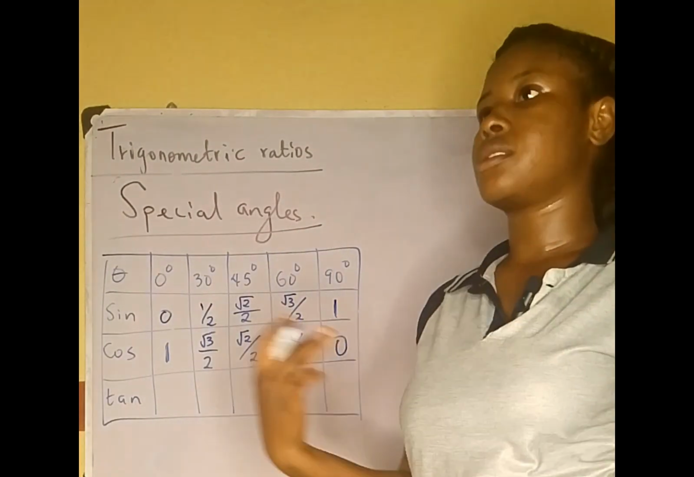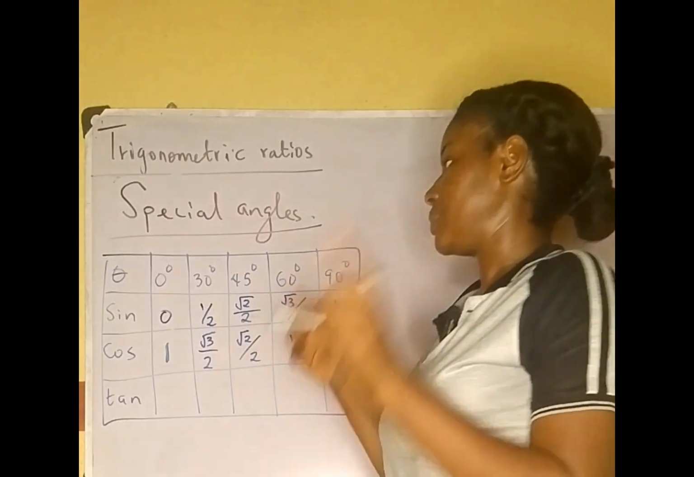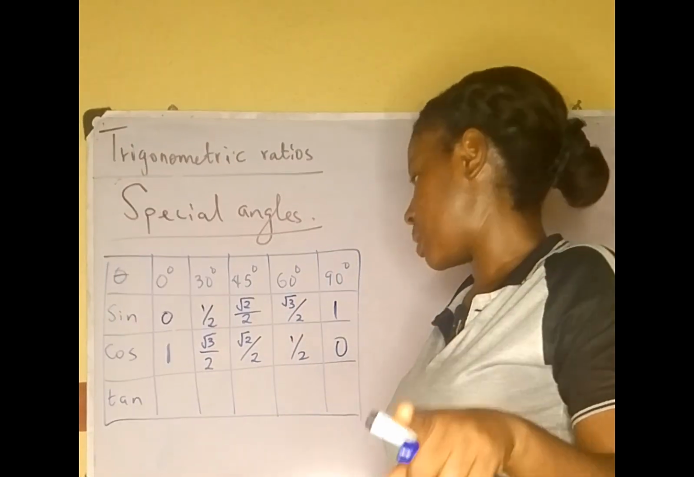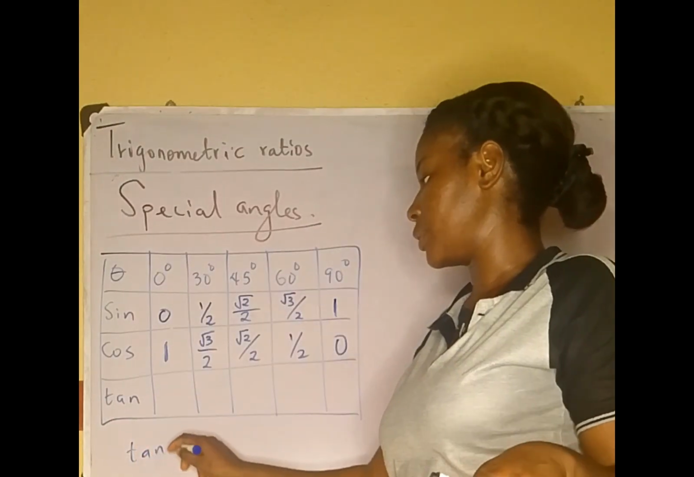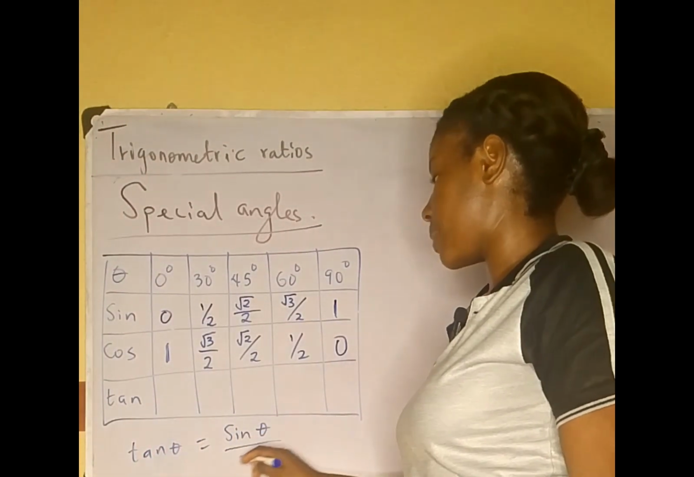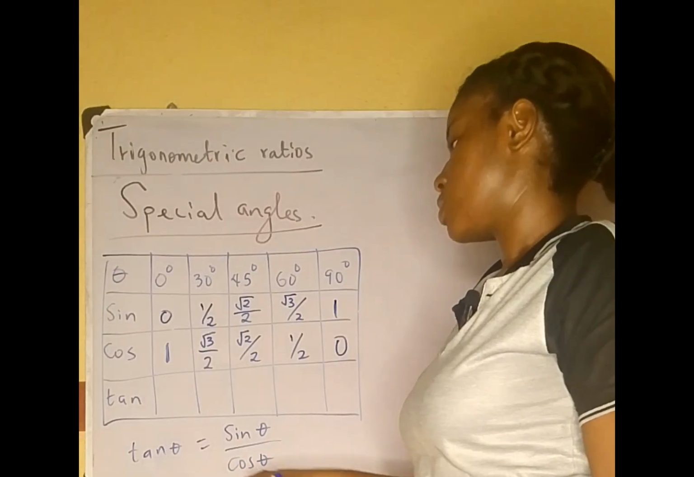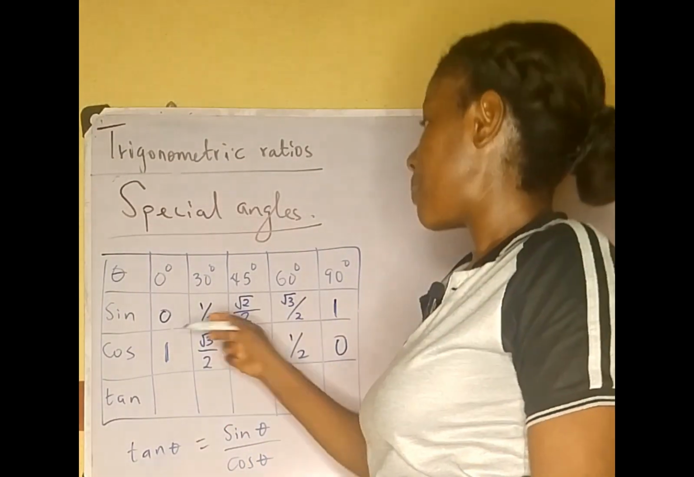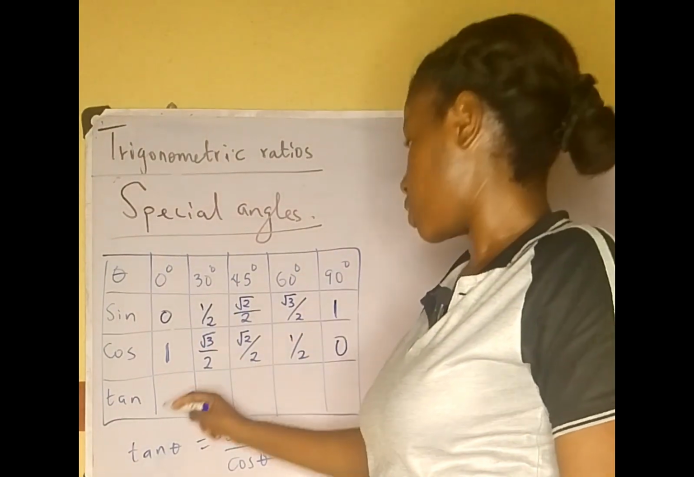You can play it many times to get what I did. Now, for tan, one of the rules you should know about trigonometry is that tan of any angle is equal to sine of that angle divided by cos of that angle. So that's what I'm going to use to fill in my tan. I'm basically going to be dividing to get the results here.